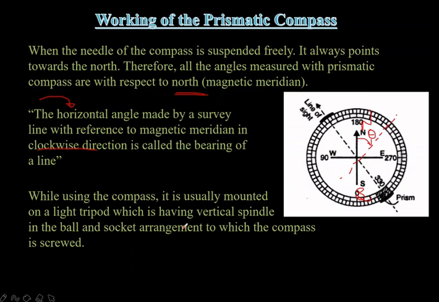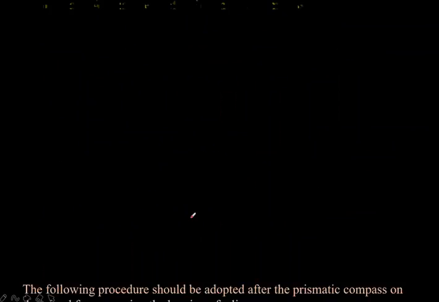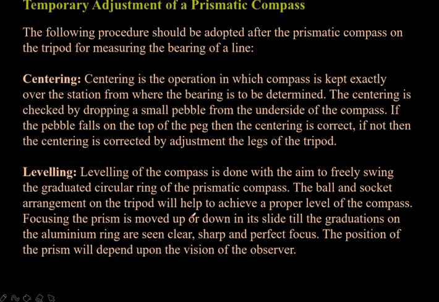While using the compass, it is usually mounted on a light tripod which has a vertical spindle with a ball and socket arrangement to which the compass is screwed. That is one of the functions, to connect the compass and the tripod stand. Next, the temporary adjustment of a prismatic compass. The following procedure should be adopted after setting the prismatic compass on the tripod for measuring the bearing of a line. Before measuring any bearing, we have to do centering and leveling of the instrument and also of the compass.